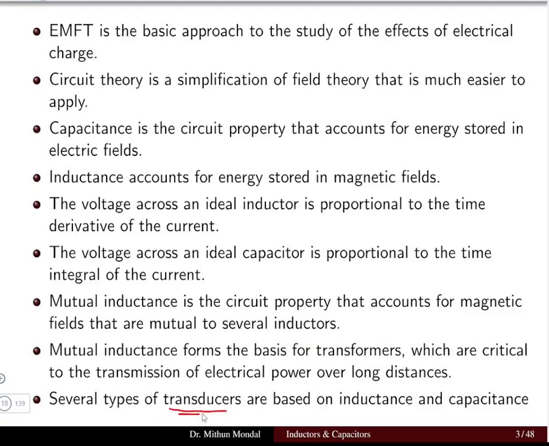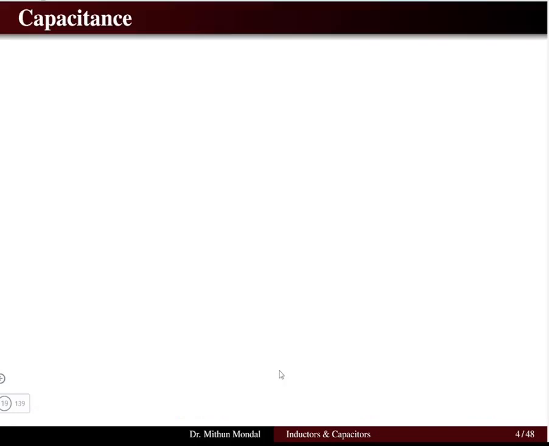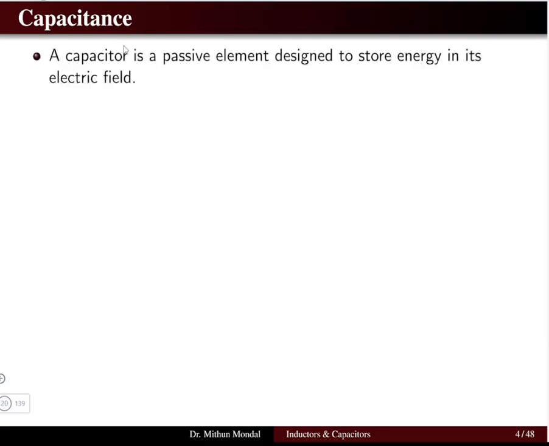When we talk about transducers, it basically means sensors. When we have sensors and transducers, the inductance and capacitance properties are used extensively. Inductance and capacitance can be connected to form different types of sensors. Sensors may be a humidity sensor, a temperature sensor, and so on. Now we'll start our discussion with what is a capacitance, and then we'll discuss inductance.